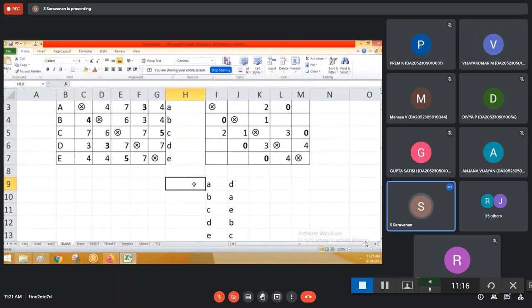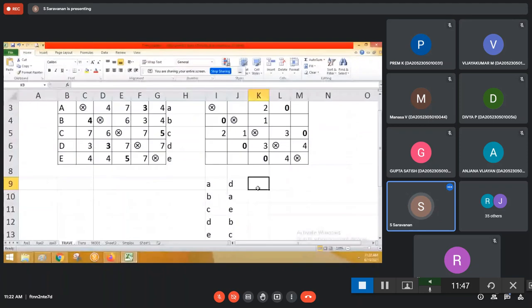If you start from A, you have to end in A. But we are not covering two places. A goes to D, then after D the person visits B, and after B the person comes back to A. The person is not visiting locations C and E. So the answer that we got in this step is not the right answer. We have to follow another step to get the answer. Shall I solve it?